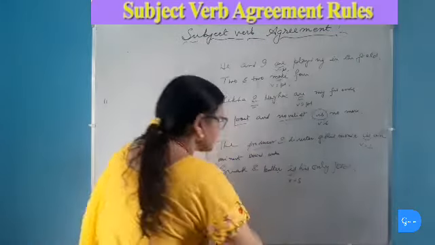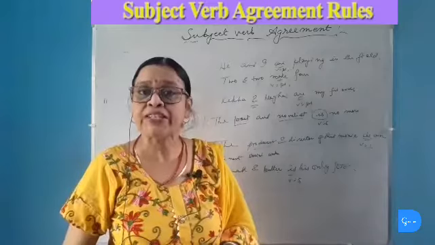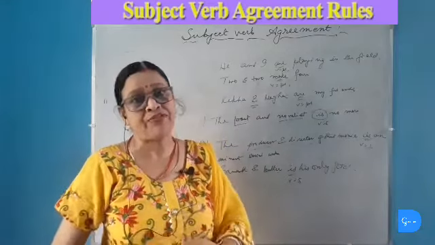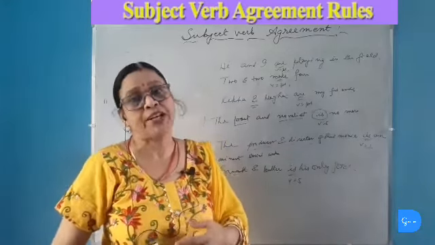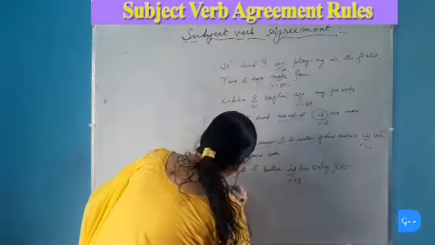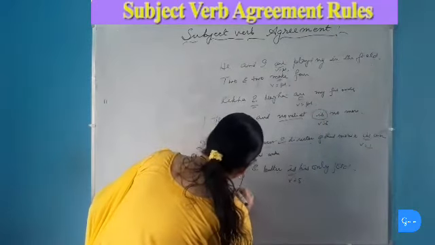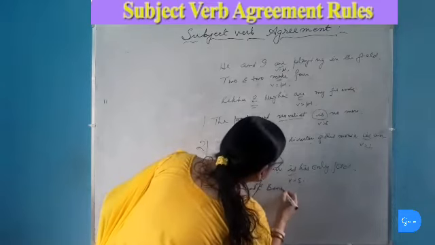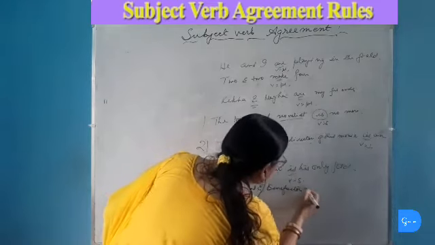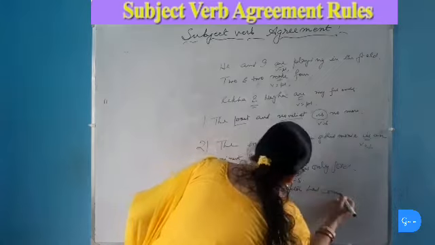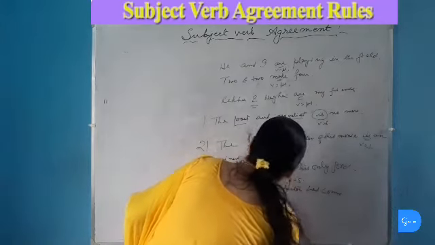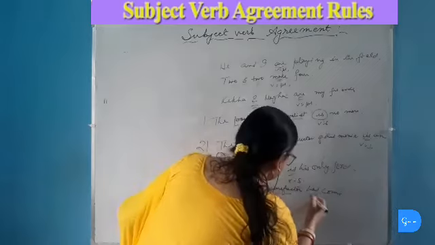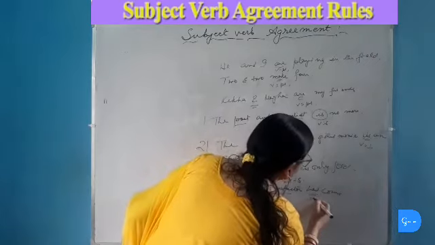Again, my friend and benefactor has come. My friend and benefactor are the same person, so it takes the singular verb. My friend and benefactor has come. My friend and the benefactor is the same person, so it takes a singular verb.